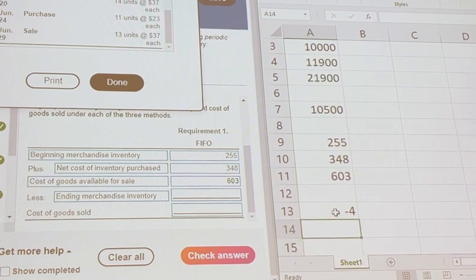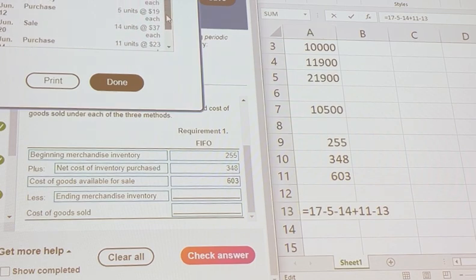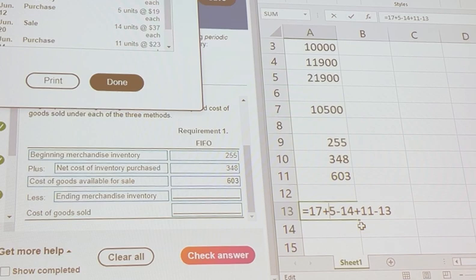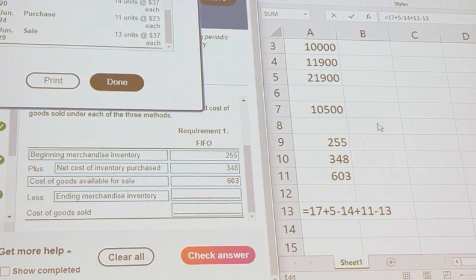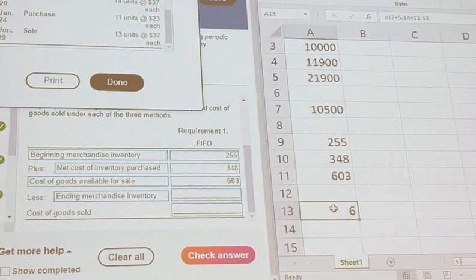So, what did I do wrong here? Oh, I did something wrong. Okay. We purchased 5, sold 14, purchased 11, sold 13. Okay, so we ended up with 6 units.